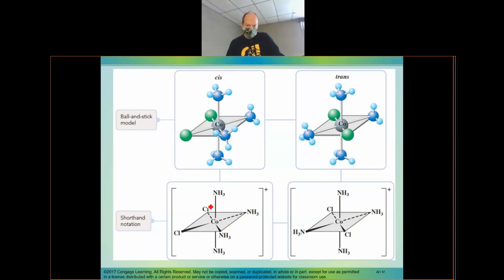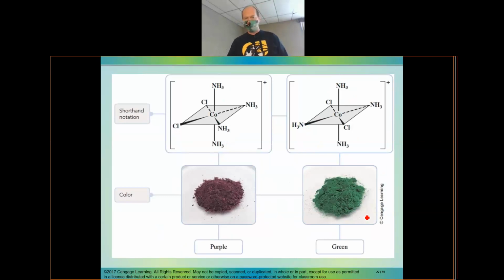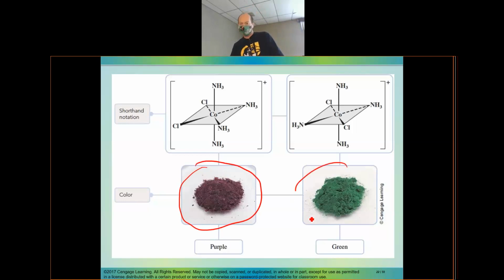All right, so again, here is where your chlorines are 90 degrees apart, and here's where your chlorines are 180 degrees apart for your cis and trans complex. And then this one is even more obvious that they are completely different because you have a purple solid versus a green solid. The cis is purple and the trans is a green solid.